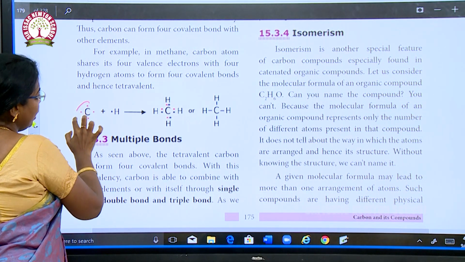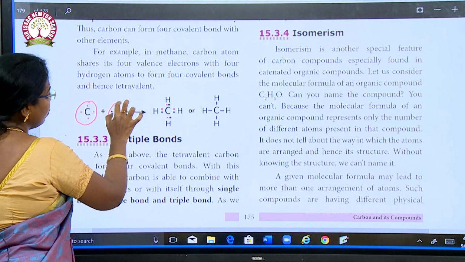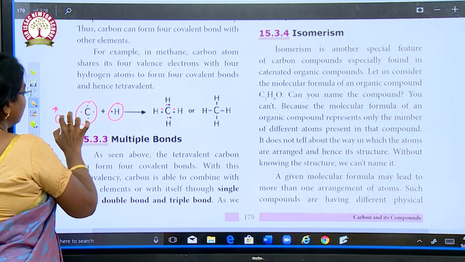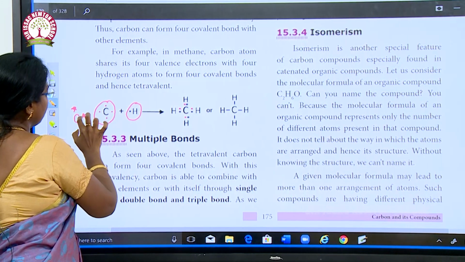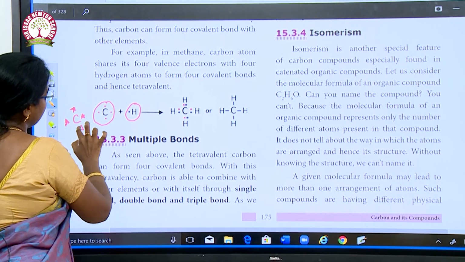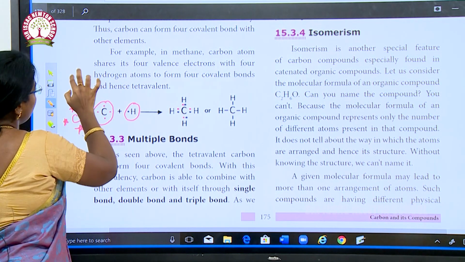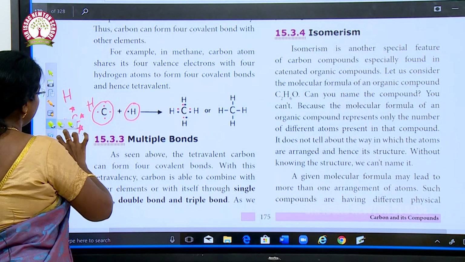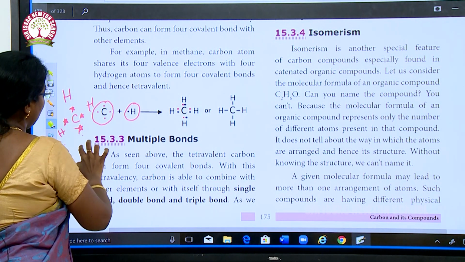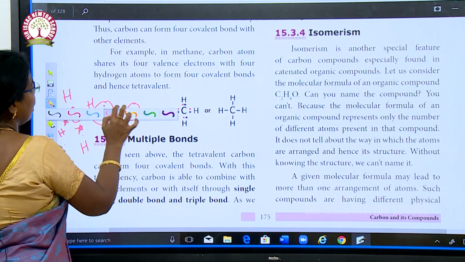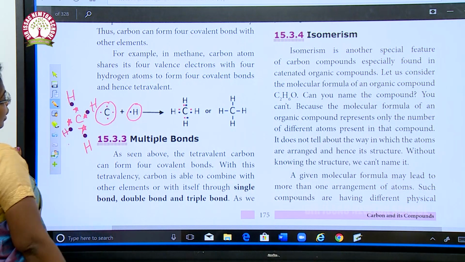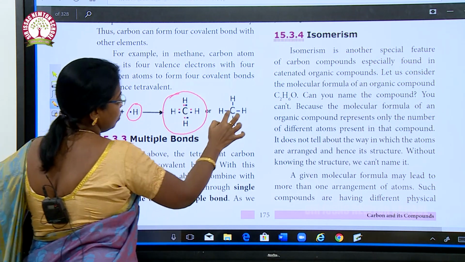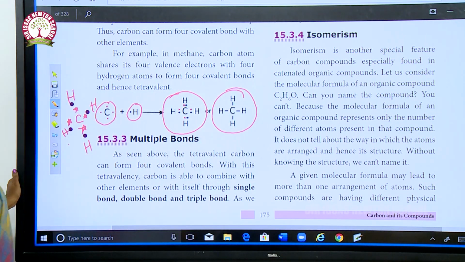See here, there are 4 electrons in carbon's outermost shell, and hydrogen needs one electron each, so carbon will be sharing its electrons with hydrogen. One hydrogen here, one hydrogen here, one hydrogen here, and another hydrogen here. These 4 electrons are being shared with the hydrogens, so a covalent bond is formed between carbon and hydrogen.